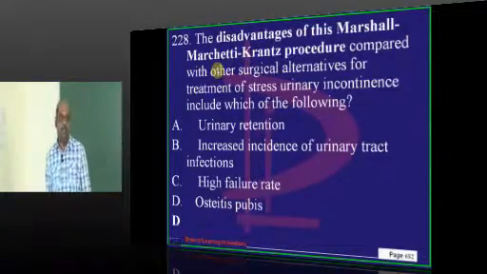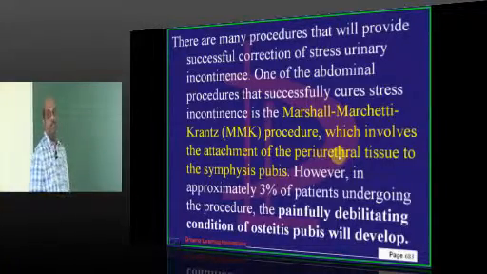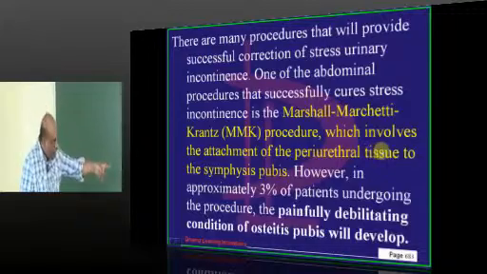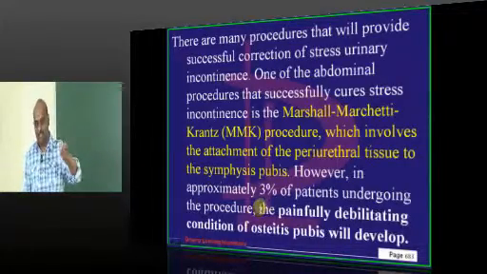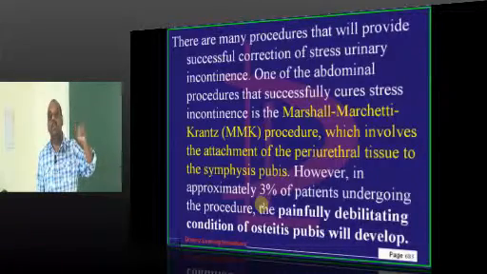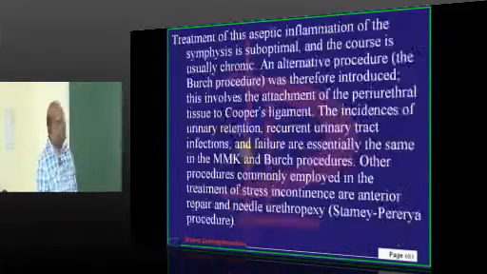Marshall-Marchetti-Krantz operation. What do you do in this? The name is bewildering, but the procedure is simple. You attach the periurethral tissue to the symphysis pubis. Since you are stitching it to the symphysis pubis, it can lead to pubic osteitis, which can be a painful condition post-operatively, is what needs to be remembered.